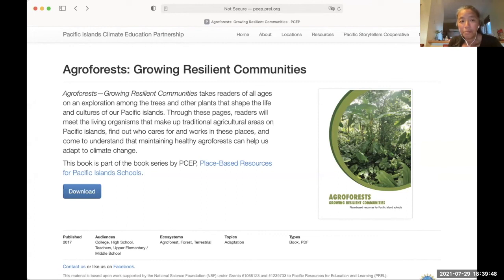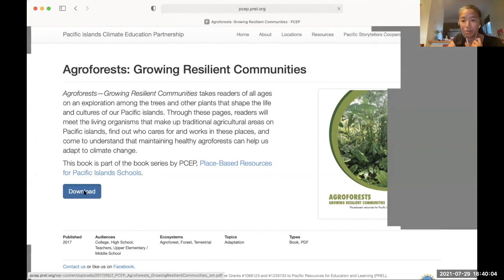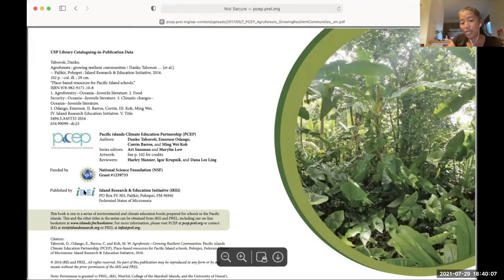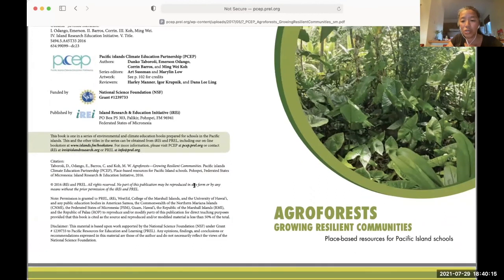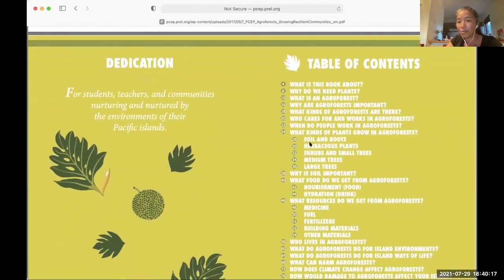And one of them is Agroforest, Growing Resilient Communities. If you get onto the site, it's a free download. All you have to do is click on download. Then you get this free download. And I just wanted to highlight two things in the 2 minutes I have with you. I'm just going to quickly show you the table of contents and how it relates to the speakers who are going to come after us and the speakers who came before us. Some of the struggles we have with the agroforest are: what are we going to grow? When are we going to grow it? And how are we going to grow it?